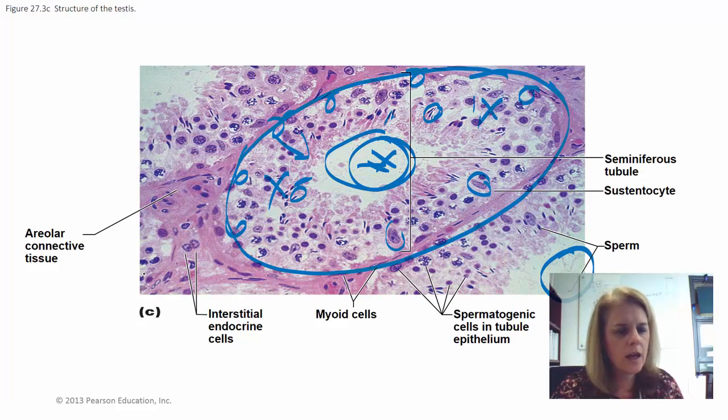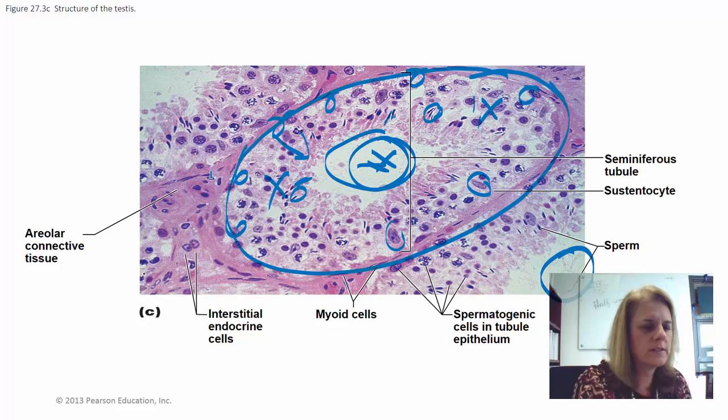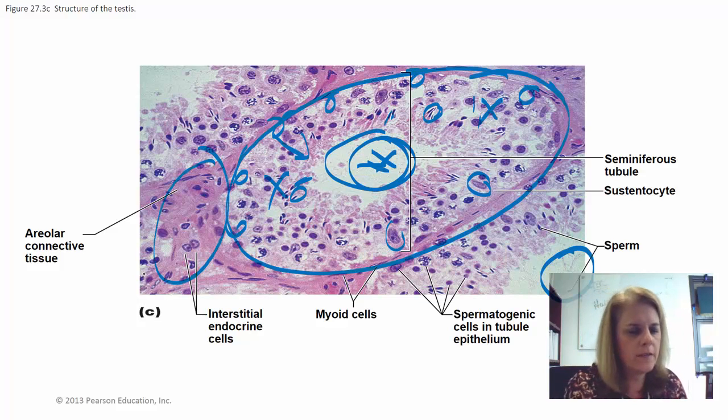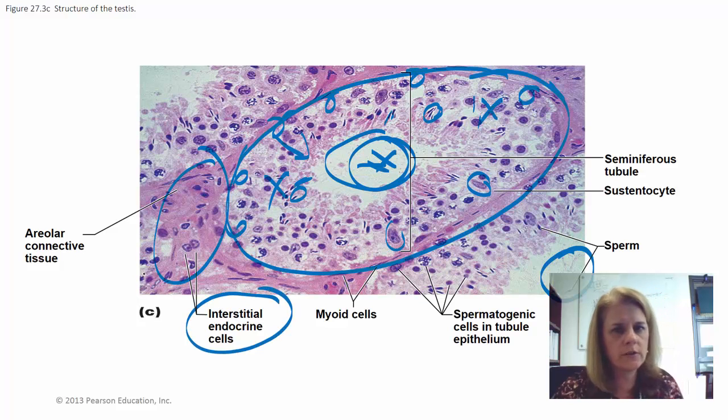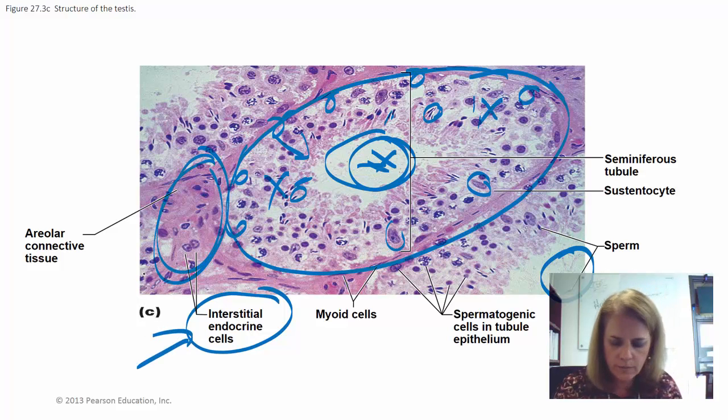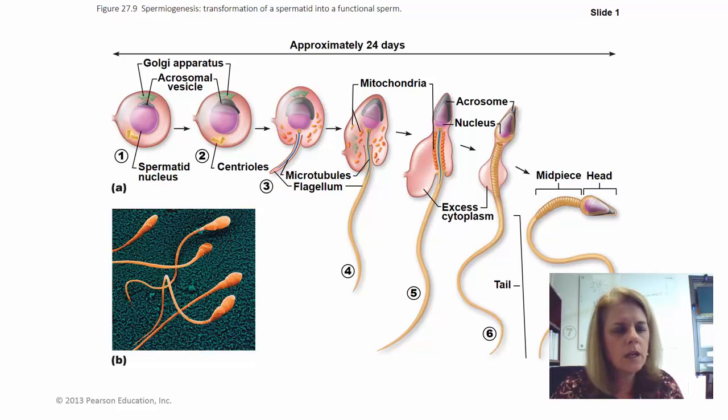I do want you to know what the cells between the seminiferous tubules are, and those are the interstitial endocrine cells. Think back to the hormones, so they're important. You do need to recognize those. You also need to know the stages or parts of a sperm. If you've learned about sperm formation, you know that the goal of the sperm is just to deliver a piece of DNA to the egg.